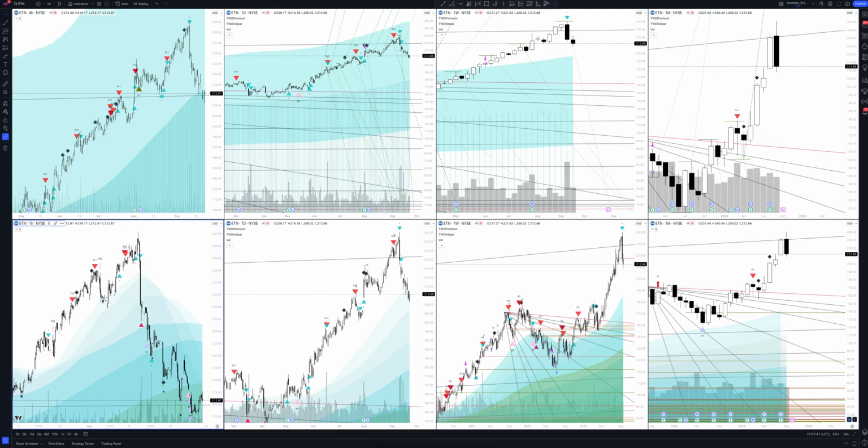Today we will take a look at Eaton Corporation stock. Let's analyze the market situation and find out how you can make money on it. Let's start.